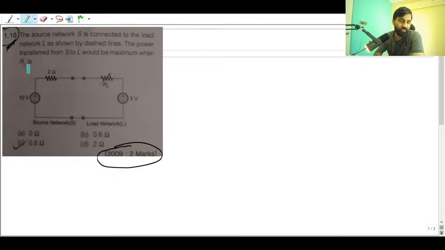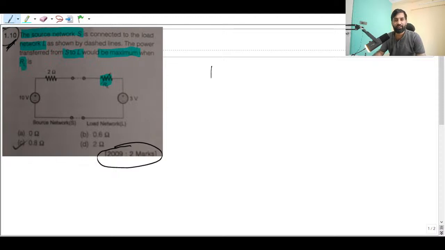So what is this question? First of all, your reading should be very good. You should read the question very carefully. Don't focus on the circuit at this moment. Reading the question, the source network S is connected to the load network L. So there are two networks, one is the source network and one is the load network, shown by the dash line. The power transferred from S to L should be maximum. So they want maximum power to transfer to the load RL. What will be the value of RL?